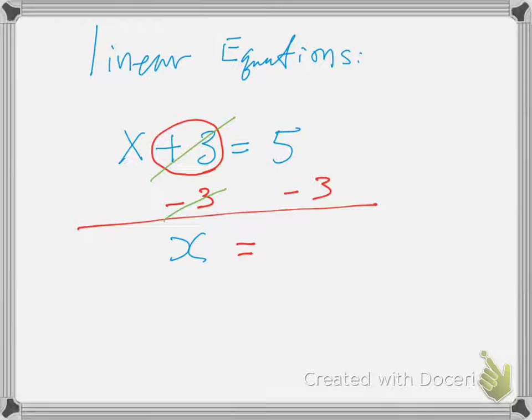On the right hand side, we have 5 minus 3, which is 2, right? Then we got x. The answer, x is 2. So this is one way to think about solving this kind of linear equation.